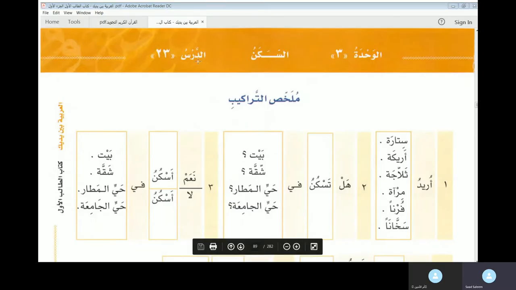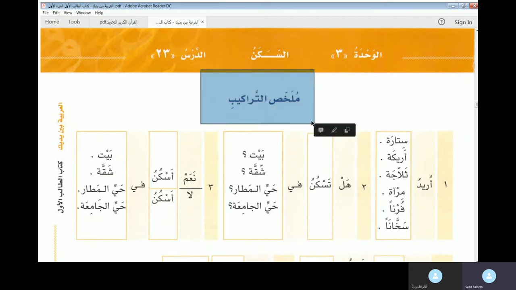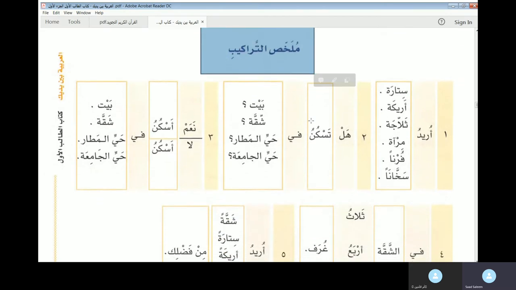Bismillahirrahmanirrahim. Today we'll start from page number 89. Mulakhas al-Tarakib. Summary of the structures. First read Bismillah and then start this.